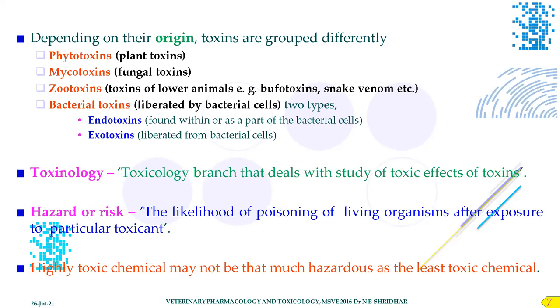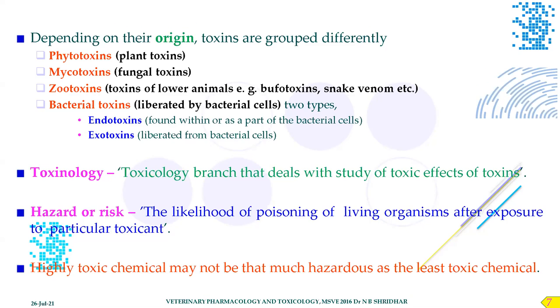Venoms are the materials which originate from a specialized gland in the lower animals, especially the amphibians. And then the bacterial toxins, which are now causing a lot of problems, especially Staphylococcus aureus, E. coli, etc. They are going to cause toxicity and toxicosis. So there are two types of bacterial toxins. One is the endotoxin and another one is the exotoxin. The endotoxins are found within or as a part of the bacterial cells. Suppose it is an E. coli endotoxin, then it is found within the animal body as a part of the bacterial cell.